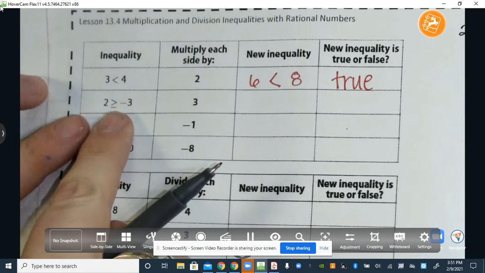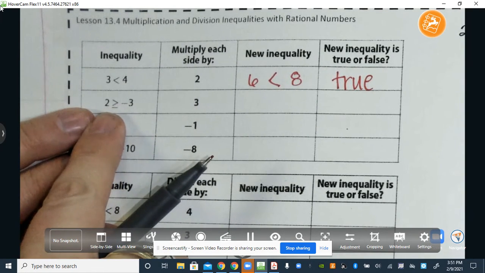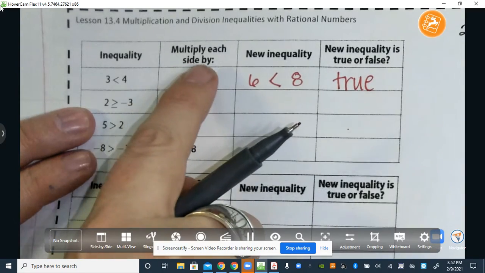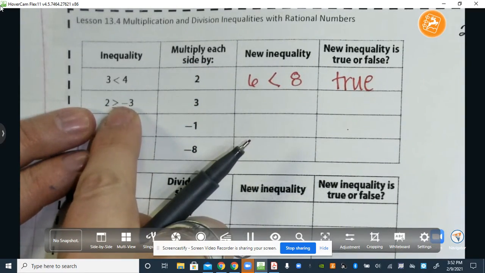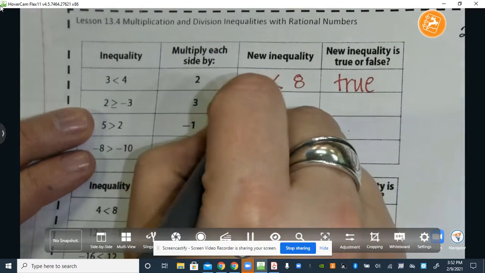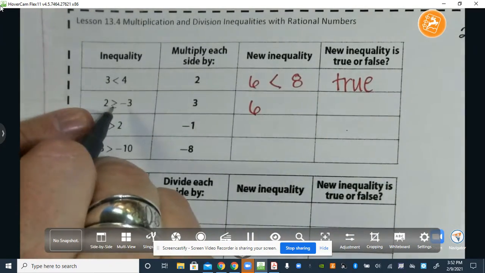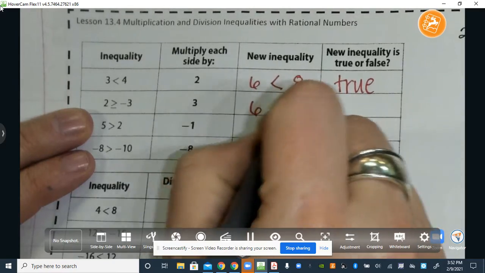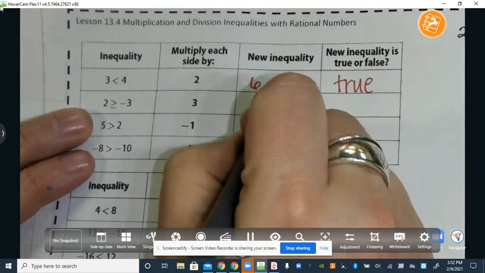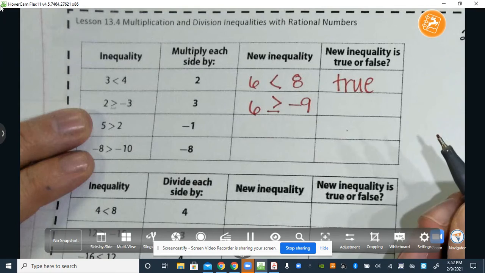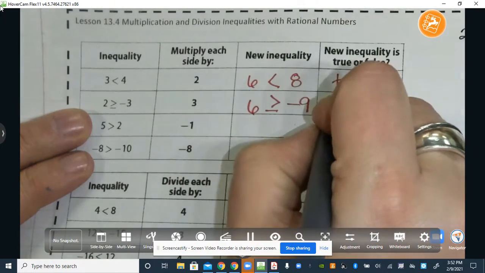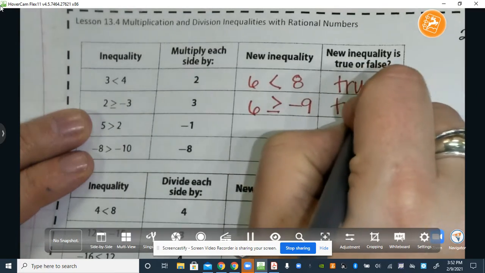Okay, let's look at this next one. So we have 2 is greater than or equal to negative 3. Well, that's a true statement. So now I'm going to multiply each side by a 3. So that 2 becomes a 6, and that negative 3 becomes a negative 9. My symbol, I'm going to just move right over here. And is 6 greater than or equal to negative 9? Well, it is greater, so this is also a true statement.